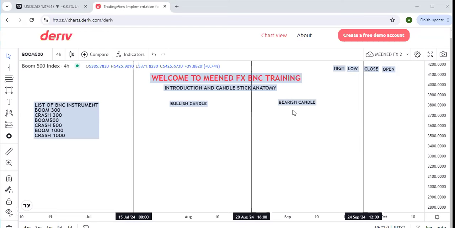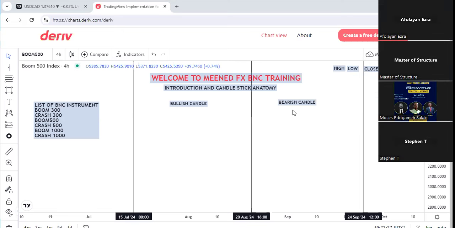The introduction and candlestick anatomy for boom and crash is generally the same for all the assets. So we are not going to stay long. In the next 20-30 minutes, I should be done. But introducing this asset to us, boom and crash, there are basically six.